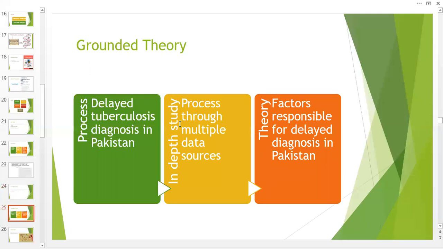This is an example of a grounded theory. The process we want to study is delayed tuberculosis diagnosis in Pakistan. And in the in-depth study, we collect data through multiple sources. We can observe, we can do interviews, focus group discussions, or any other surveys. And at the end, we have generated a theory that gives the factors responsible for the delayed diagnosis of tuberculosis in Pakistan. Now, as a result of the in-depth study, we have generated the factors. So this is known as grounded theory.